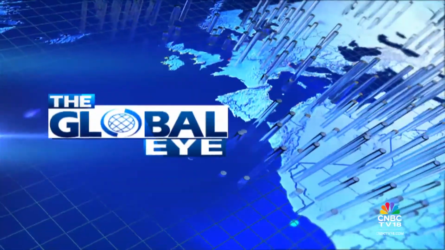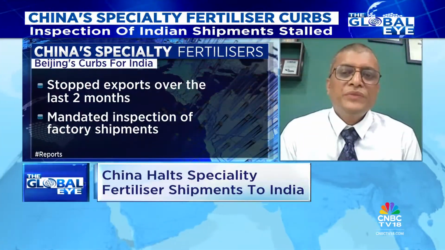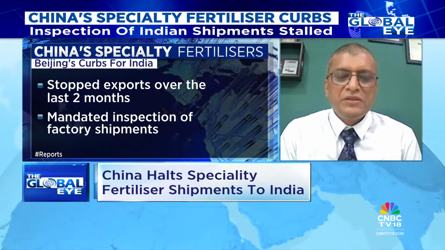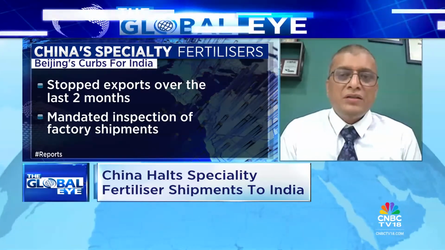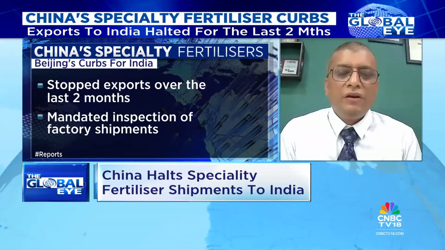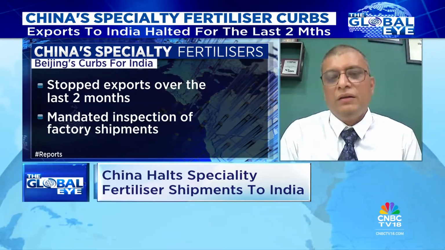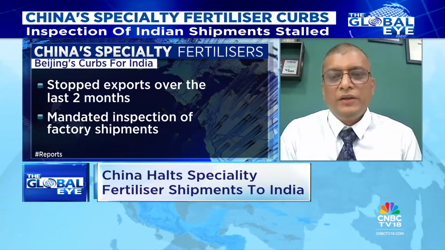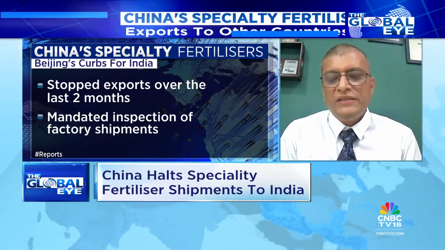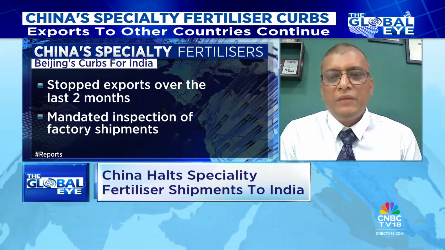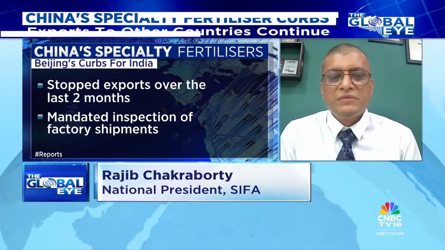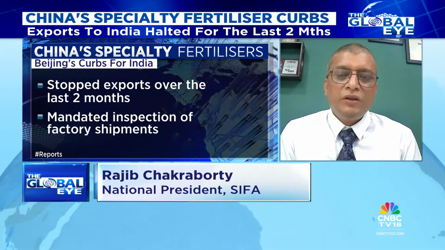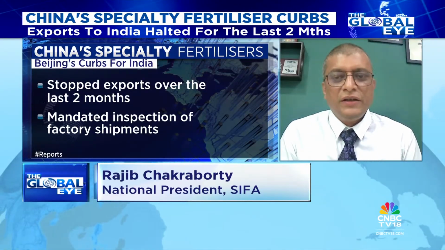For the general understanding of the audience, I would like to give a brief introduction of specialty fertilizer in India. Specialty fertilizer is different from the subsidized fertilizer. In India, fertilizers are governed by the Fertilizer Control Order. There are two categories of fertilizer. One is subsidized fertilizer. In this category, there are products like urea, DAP, SSP, and all. For these products, India is self-sufficient.